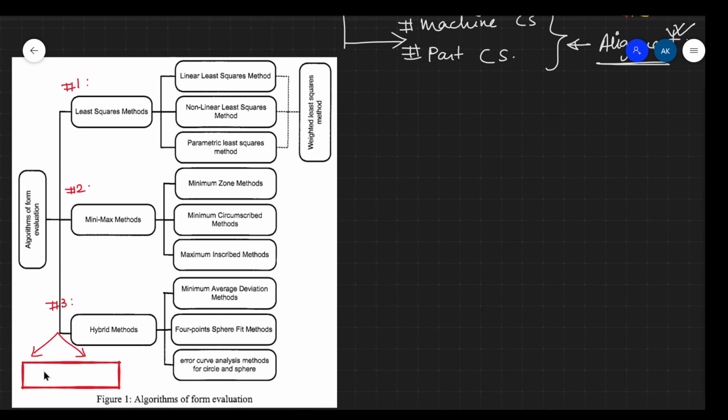Even in this area, the question cannot be framed from these things. I will tell you why, but we will talk about this and I will explain why and why not. By the way, this min-max method is also called Chebyshev.